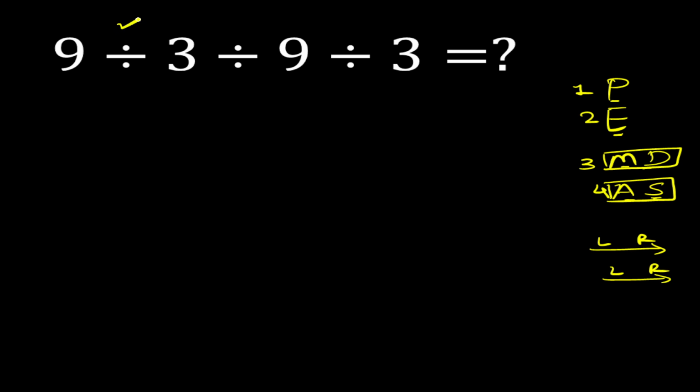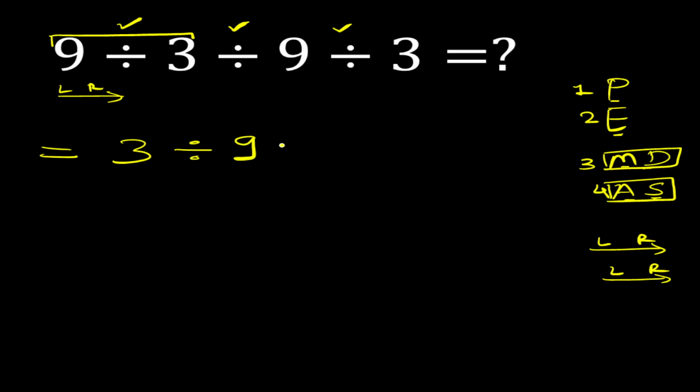So in this question, here we have division, and here division. And all have equal priority, so we have to solve it from left to right. So first we have to solve this division, right? So 9 divided by 3 is equal to 3. Now 3 divided by 9 divided by 3 can be written as 3 upon 9 divided by 3, right?